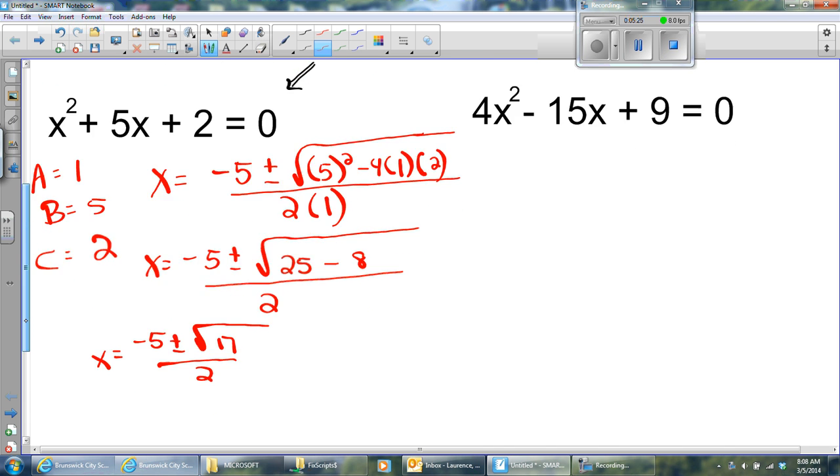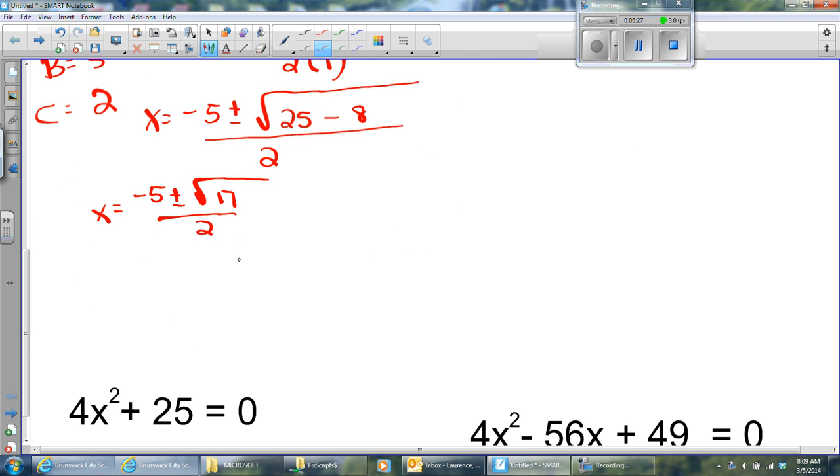All right, now we have two exact answers here. One of the answers is x equals negative 5 plus the square root of 17, all of that divided by 2. Oops, I said 17 and I wrote 12. And the other place it's going to cross, x equals negative 5 minus the square root of 17, divided by 2.